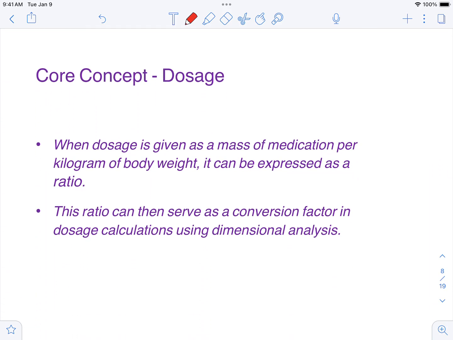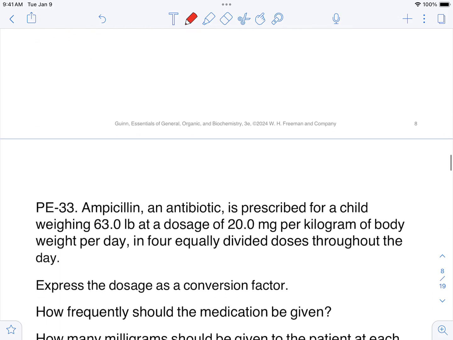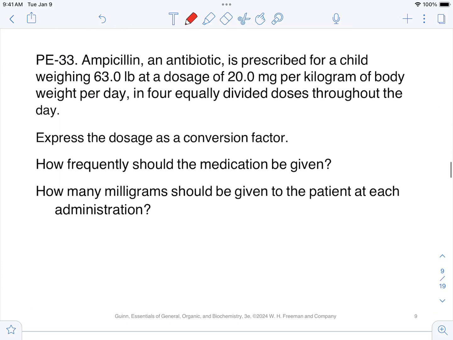So again, these are all ratios. So here is an example. Ampicillin, an antibiotic, is prescribed for a child weighing 63 pounds at a dosage of 20 milligrams per kilogram of body weight per day in 4 equally divided doses throughout the day. Express the dosage as a conversion factor.